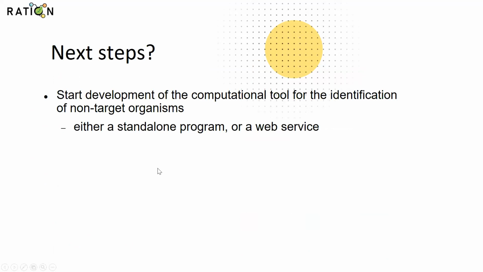So what are the next steps? As I said, we are still with the task 4.1. So here, we are going to start to develop the computational tool for the identification of non-target organisms, either as a standalone program or a web service. And we will finally decide on which double-strand RNA we are going to use, and the quantity of this double-strand RNA for the different partners involved in the different work packages.